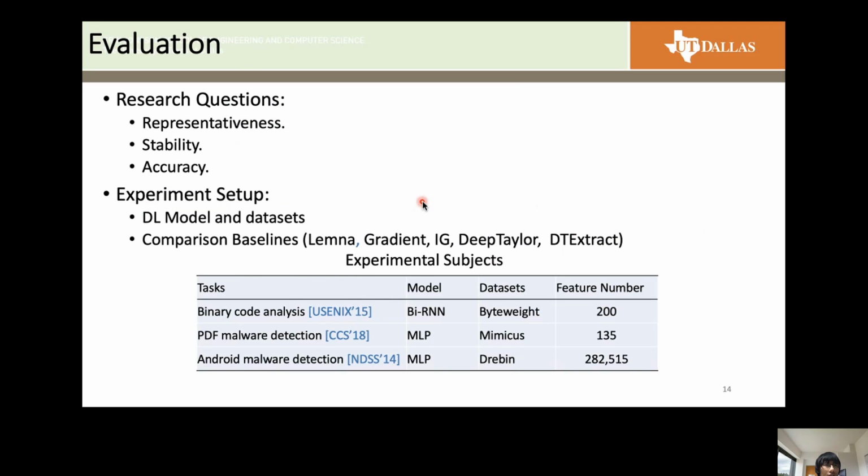We evaluate DENAS from the perspectives of representativeness, stability, and accuracy. We evaluate DENAS on 3 different tasks, namely binary code analysis. This is to decide whether a byte in a binary code is a function entry or not. The input is a sequential binary, and the output is to identify whether each byte is a function entry or not. And the second, PDF malware detection. The input is a PDF instance, and the output is to decide whether the PDF is malware or not. And Android malware detection, similar to the PDF malware detection. We consider 5 baselines, namely LEMNA, gradient, IG, Deep Taylor, and DT extract.